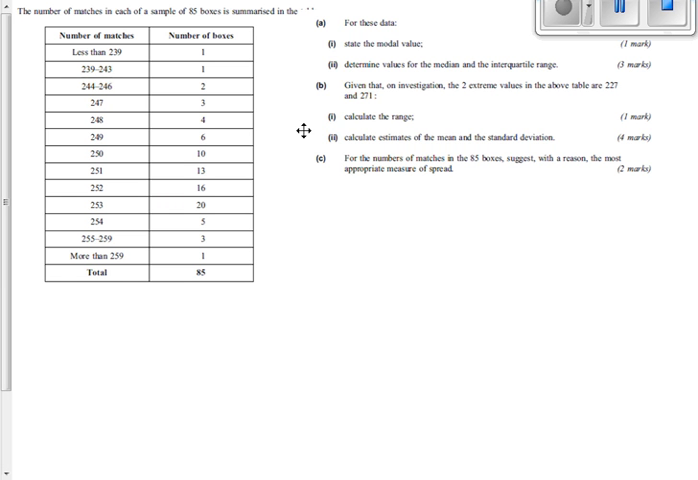Question 1 could have been an old GCSE question as it starts. It's first of all asking us for the modal value, the most popular one. So as we look down here, trying to find the most popular one, we can see the most popular one is here because there's 20 of them. So the most popular one is 253, and that's your mode.